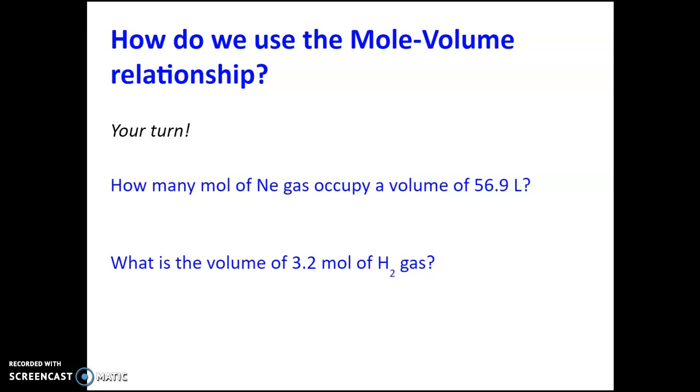Here are two examples for you to practice. You should pause the slides and go ahead and give these a try in your notes. On the next slide, I will talk you through them.